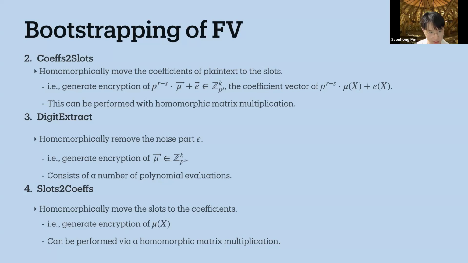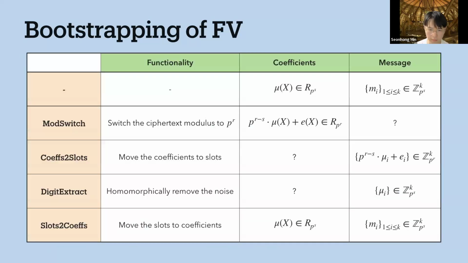And then in the digit extract step, we get rid of the noise part homomorphically, and it can be done with a number of polynomial evaluations and division by P. And then finally, in the slot to coefficient step, we homomorphically move the slots back to the coefficients so that we can generate the original encryption of mu. This also can be performed via a homomorphic matrix multiplication.